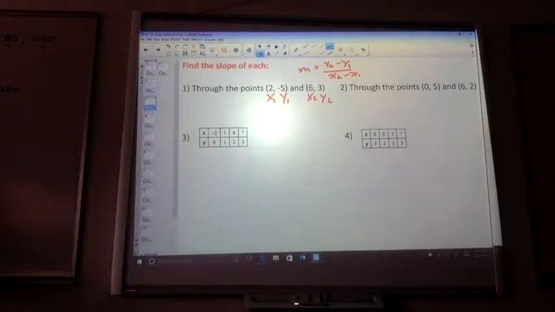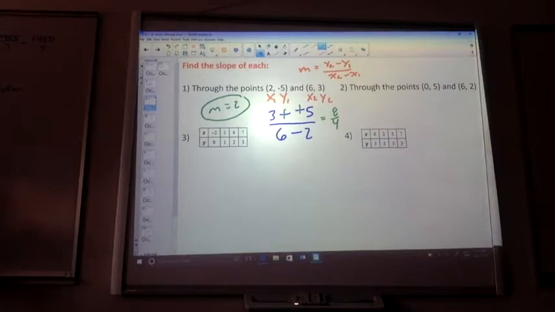All right, so what's my y2 up here? 3. So I'm going to go 3 minus, the minus sign comes along. What's y1? Negative 5. Is there going to be a sign change that takes place there, you think? What's x1 or x2? 6. x1? 2. All right. So go through your math. Plus plus. That's 8 over 4. What's 8 over 4? 2. So you have a slope of 2 or 2 over 1. I think I'd be okay with simplified.